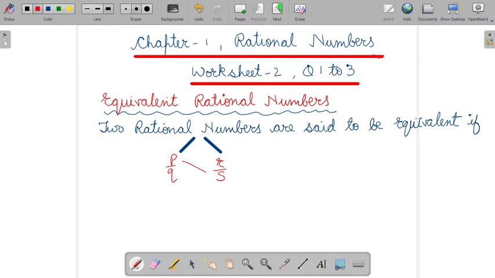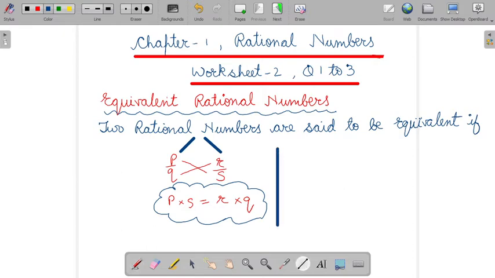When we do the cross multiplication like this, if P multiply S equals R multiply Q, then the two rational numbers are said to be equivalent. Let's understand this concept with some examples.